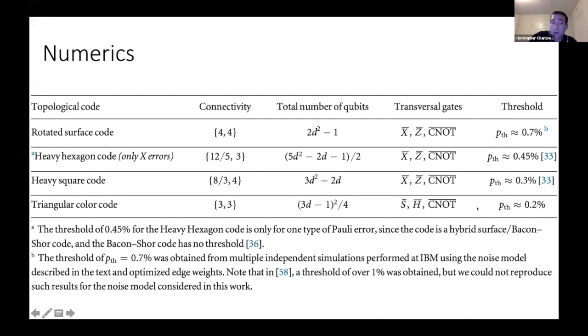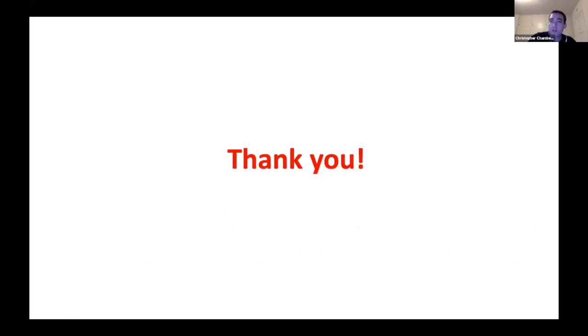But for the heavy square code and the triangular color code, they have thresholds of 0.3% and 0.2%. So they're quite competitive in terms of threshold with the surface code, but they have much fewer frequency collisions, and so would be more suitable for an architecture based on fixed frequency transmon qubits. So that's the conclusion of my talk. Thank you.